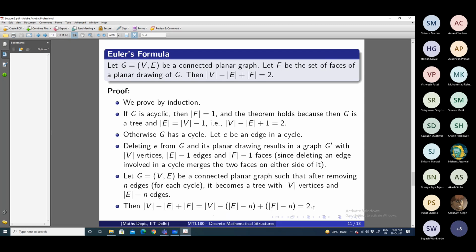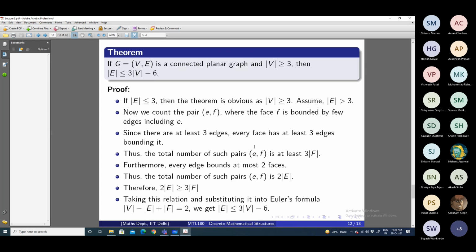Is that fine with everyone? Yes, sir. Okay, the proof is very simple. Now that we know the proof, it seems simple, but actually it was not simple before. Euler proved that, and therefore it is written as Euler's formula.